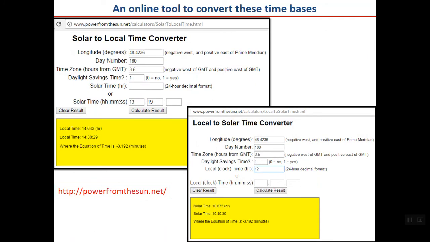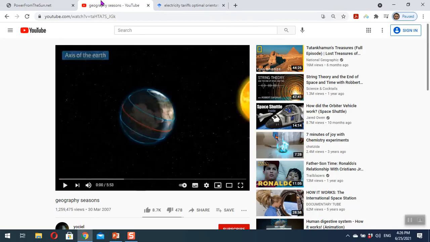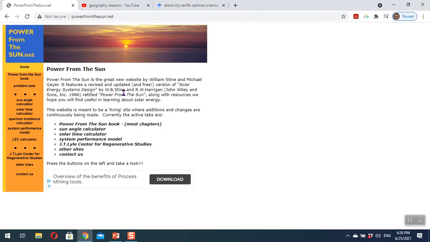In addition to the equation I showed you before, there are online tools to convert solar to standard time or vice versa. For example, this is an example of a website. Let me show you the website here. This is the website, Power from the Sun. There are a lot of similar websites, but I think it's good to check. Here you can see a solar time calculator.